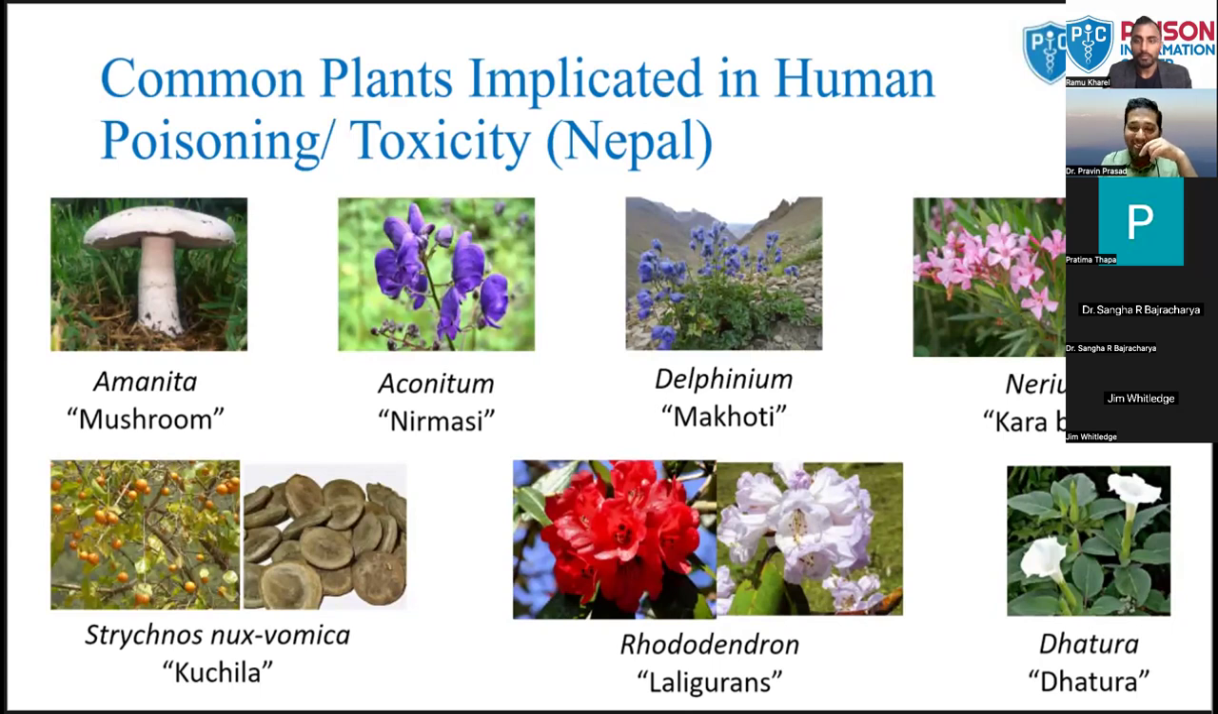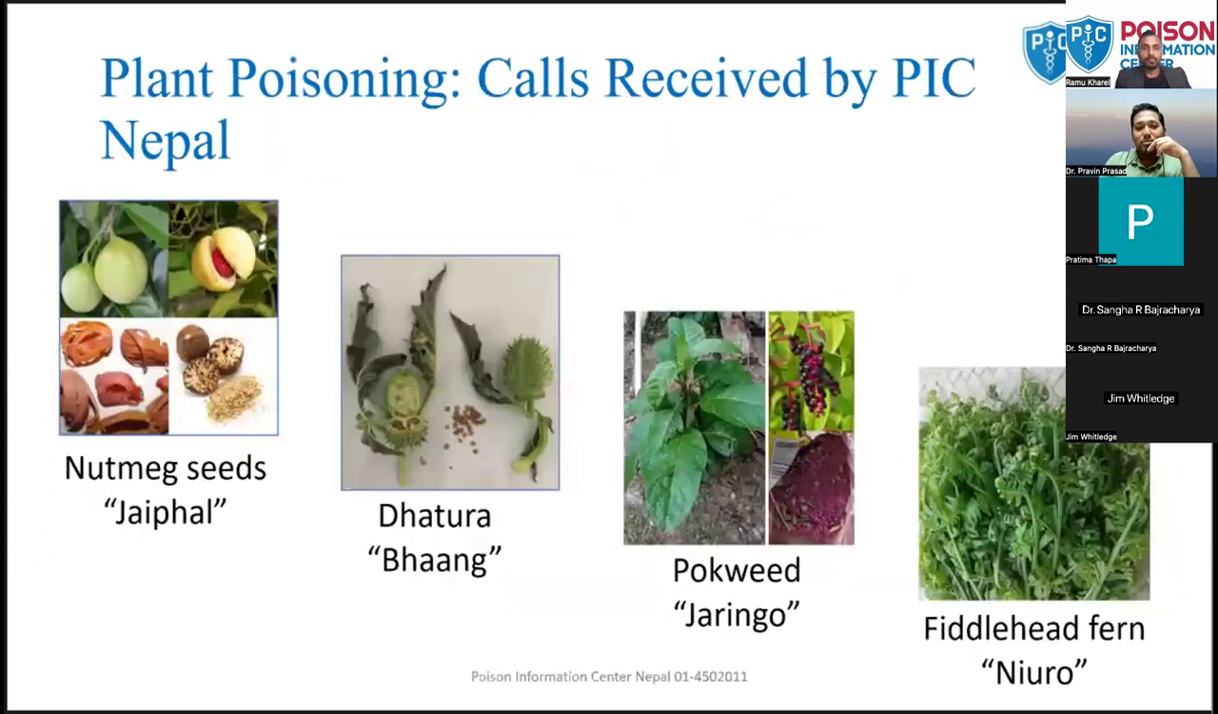Then our national flower, rhododendron, the flowers are quite poisonous, lari grass. And then we have the datura, that is also very commonly abused in Nepal. If we talk about the calls that have been received by PIC, Poison Information Center Nepal, we have till date received 6 cases of plant poisoning.